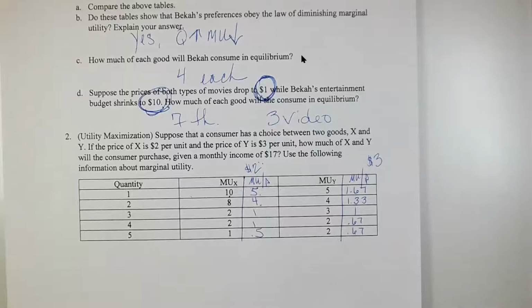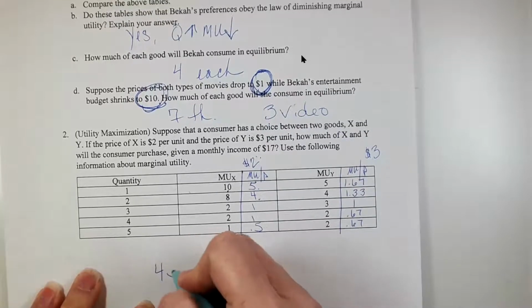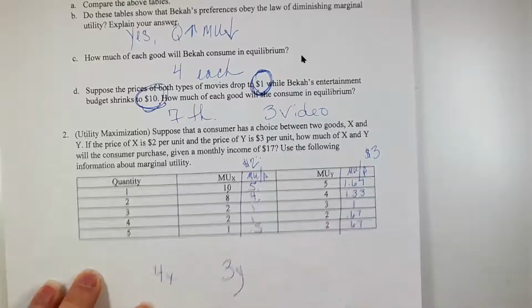All right, somebody tell me where consumer equilibrium is. How many of good X, how many of good Y? No, Bryce, that was a possibility, but that actually didn't exhaust our budget. Thanks, Benjamin, that's going to be it. So it's going to be 4 of good X and 3 of good Y.